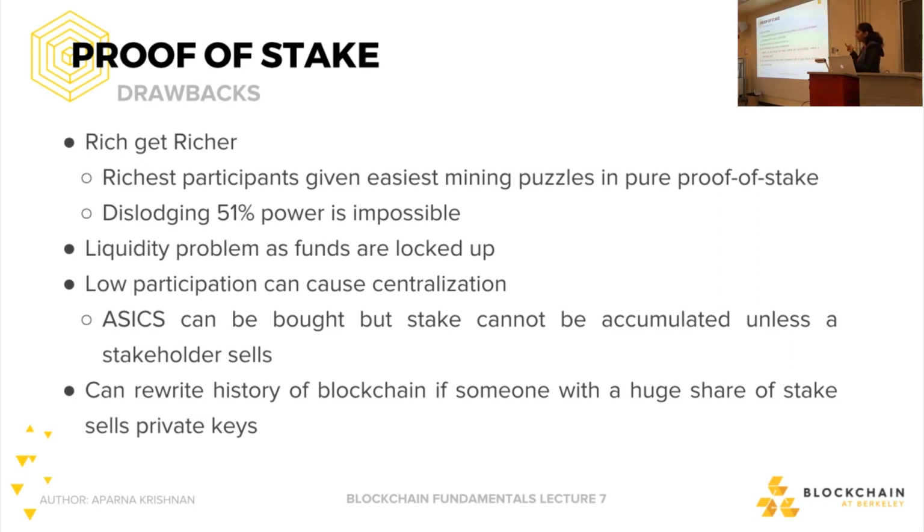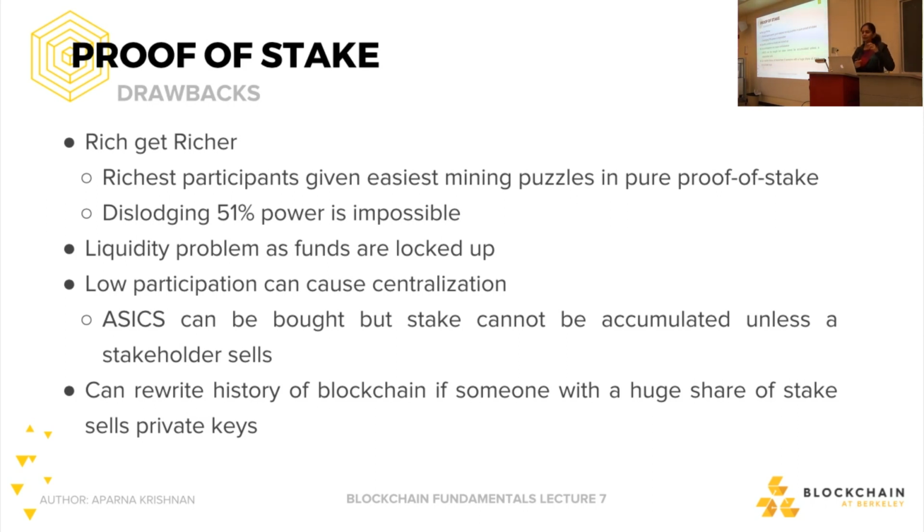In some of the earlier proof of stake models, they had this idea of giving the easiest mining puzzles to the richest of participants. And this was with the idea that, oh, if people are given the easiest mining puzzles, maybe they will put in more money and invest more.